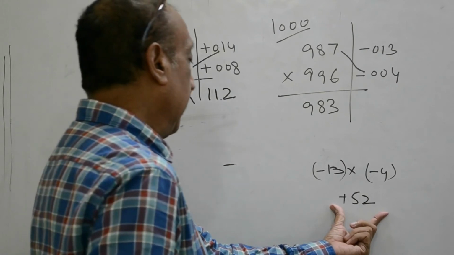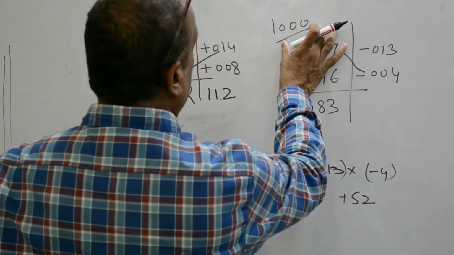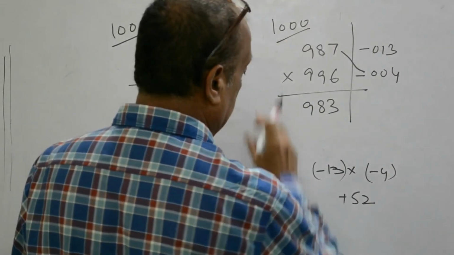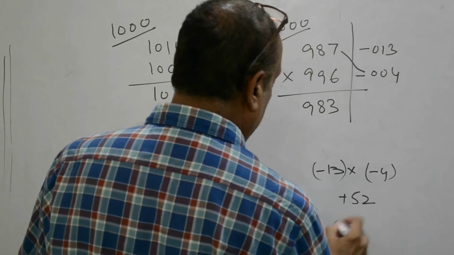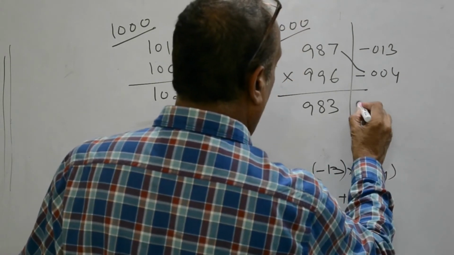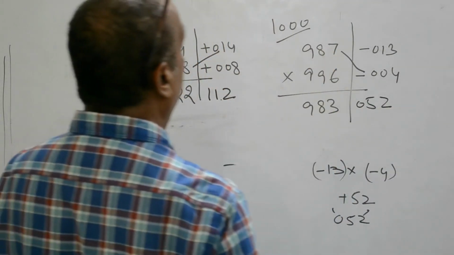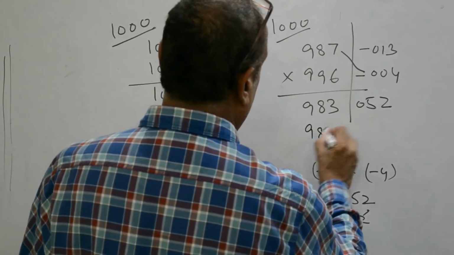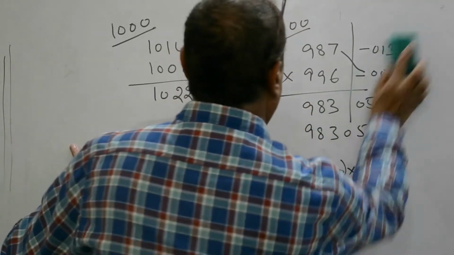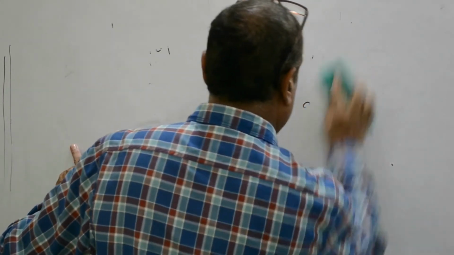52 is a 2-digit number, but we need 3 digits over here because we have 3 zeros in the base. So 52 will be made 052. So the answer of these two numbers is 983052.